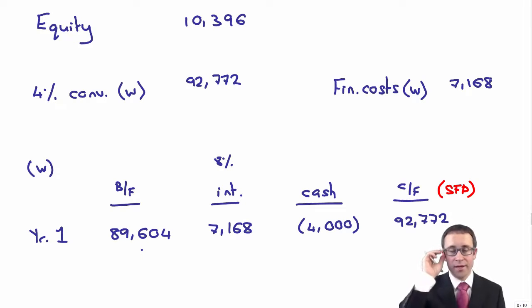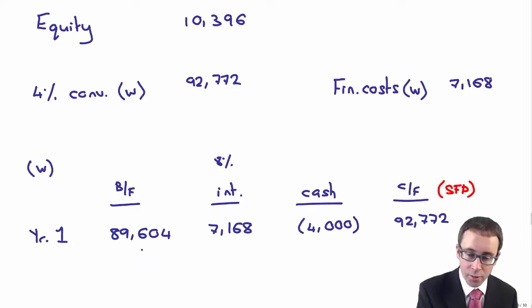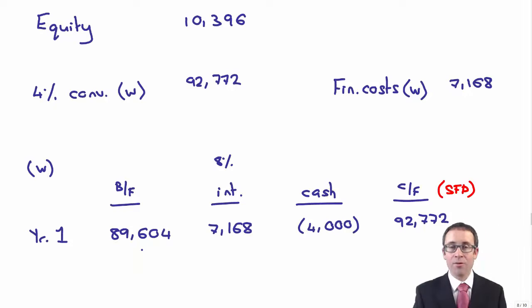Again, don't worry too much about the debits and credits. Make sure that you understand how this instrument works. You split it initially into a debt element and an equity element. And the debt element is the present value of the cash flows discounted at the market rate of interest. Once you've worked out the value of the liability, the equity is the difference between the proceeds and the liability.